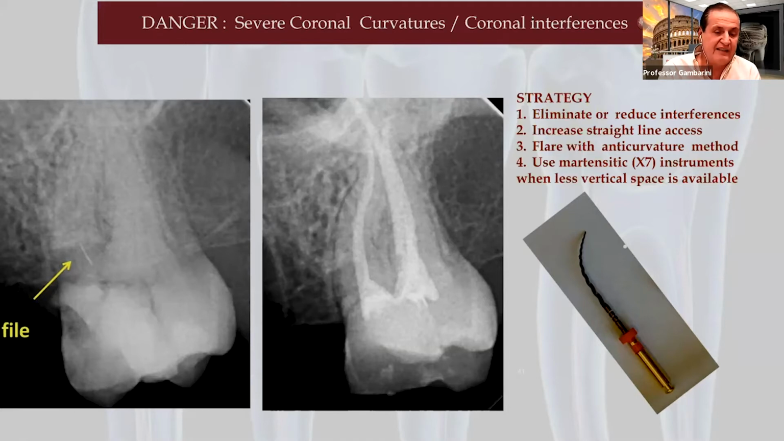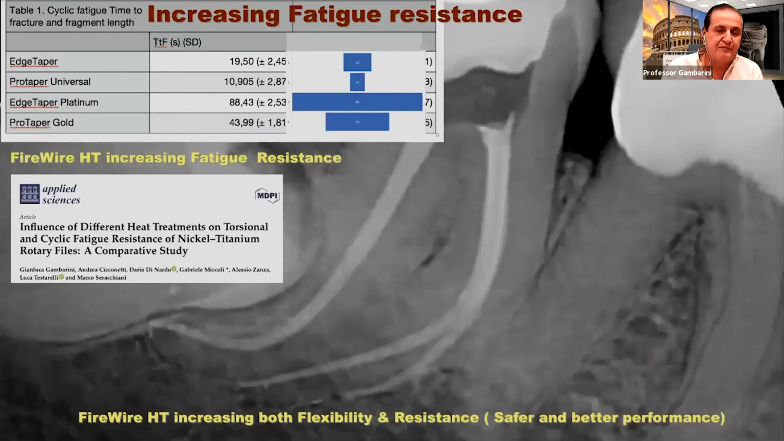But anyway, when we have this kind of interference, we have to increase the straight line effect. We have to eliminate the coronal interference, the dental interference, and we have to slightly modify our access cavity. We have to flare the coronal part of the canal, and obviously you have to use martensitic flexible files to make life easier in this kind of double curvature.